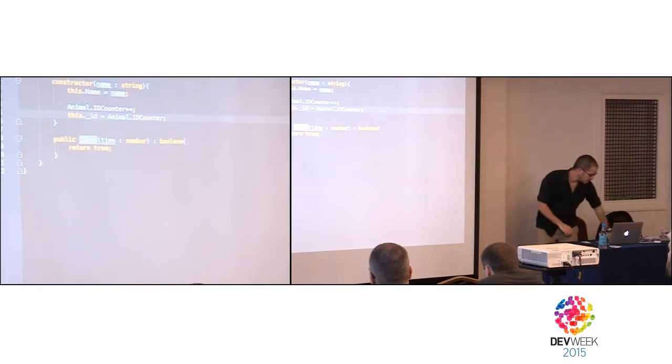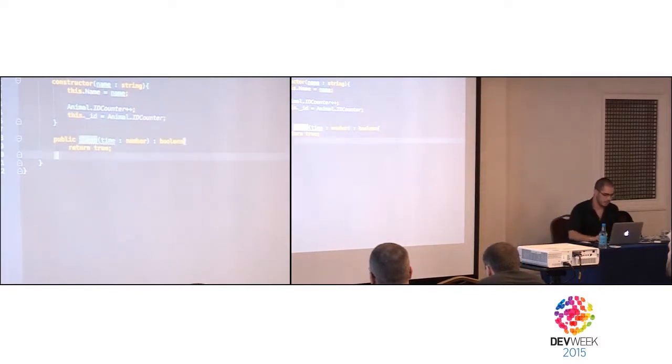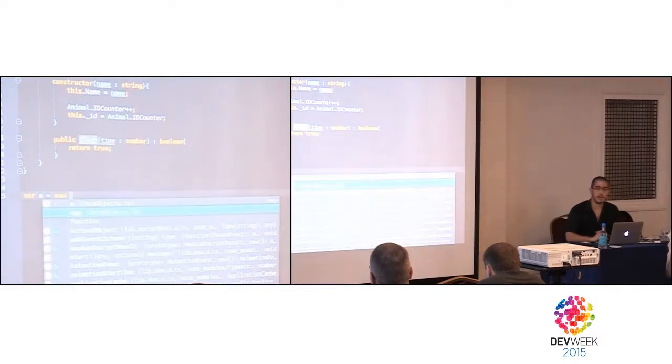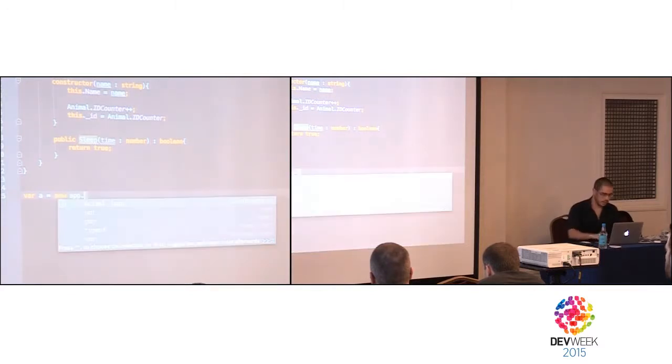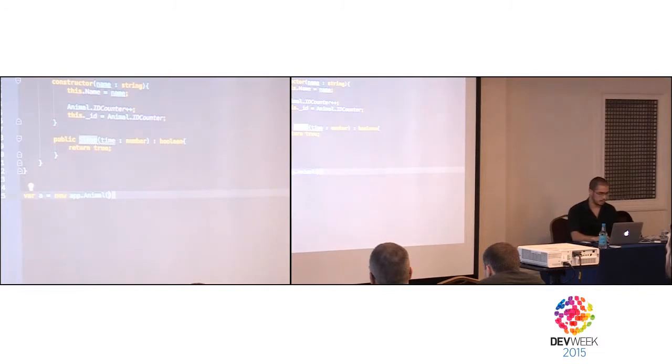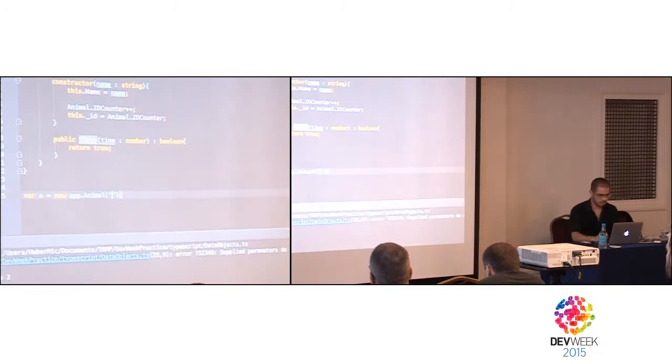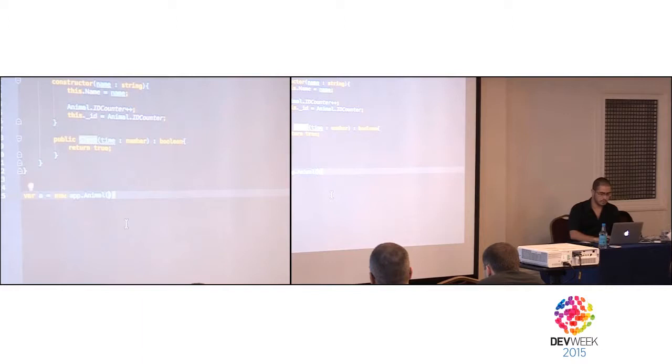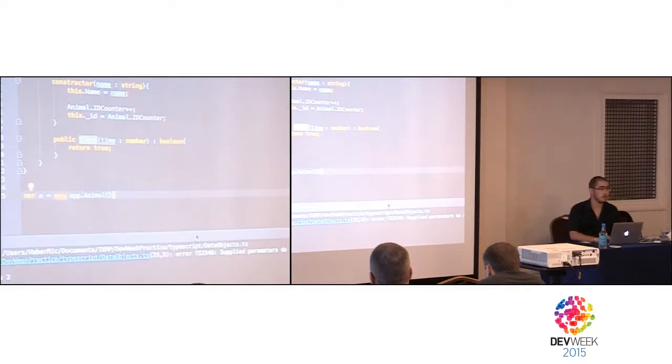So let's create an instance of this. var a equals new, and you can see that I have an instance for the app, which is my namespace, and immediately you can see that I have Animal. And now I'm going to pass, you can see that when I don't supply the constructor parameters, it doesn't compile, so let's pass number 1.